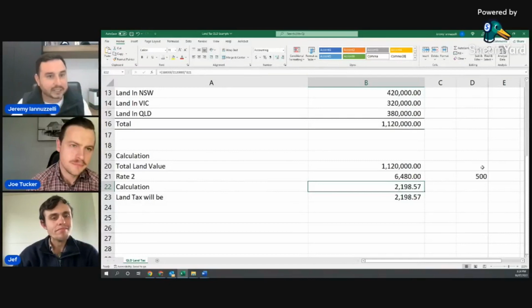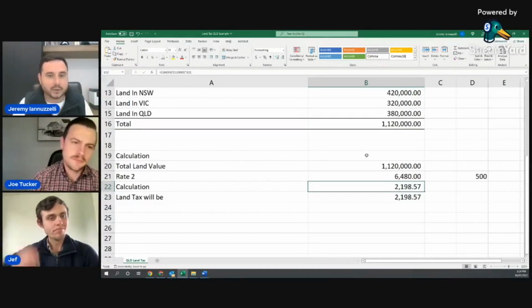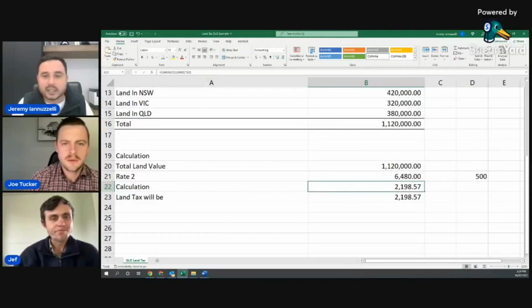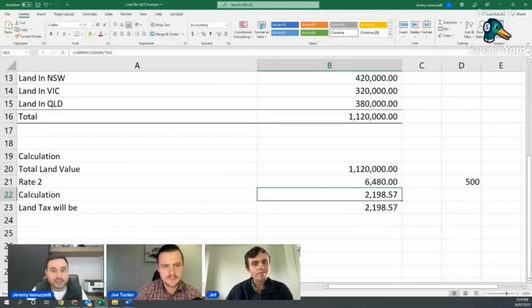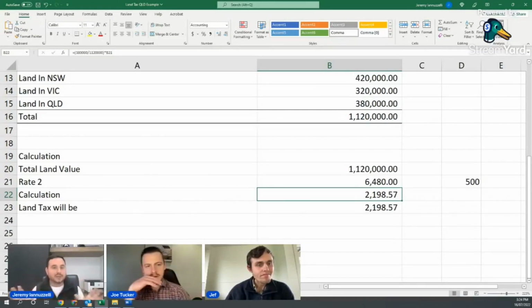Okay. So they're only saying, well, if you had all that land in Queensland, it would be $6,480 worth of land tax. But you don't. You've only got $380,000 worth of land in Queensland. So 380 divided by our 1.12 times our rate calculation. So therefore, the land tax on my $380,000 property in Queensland is going to be $2,198. Now, in the past, it would have been zero.